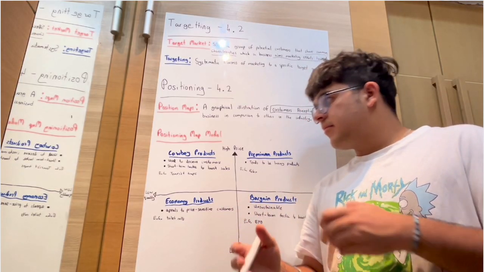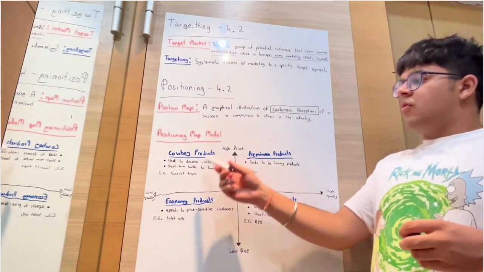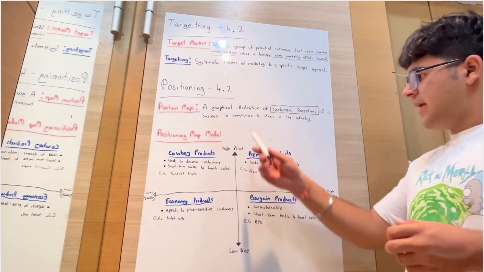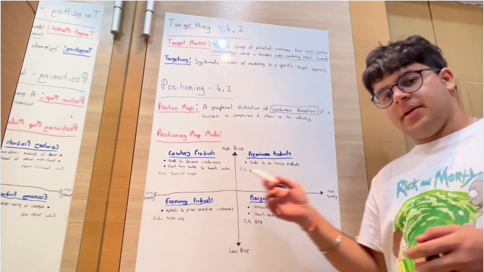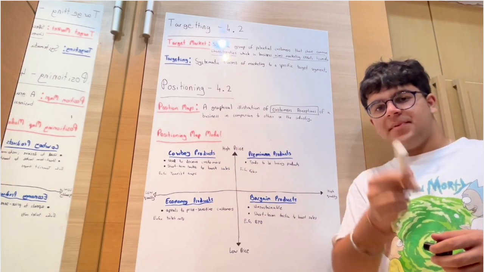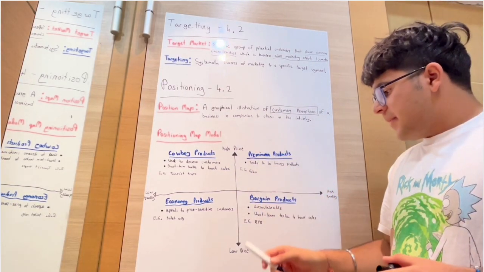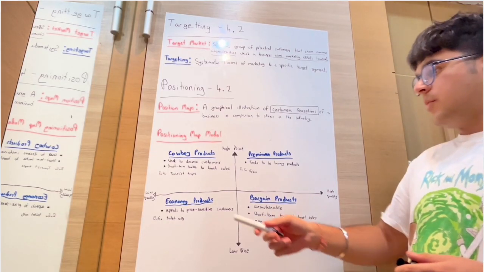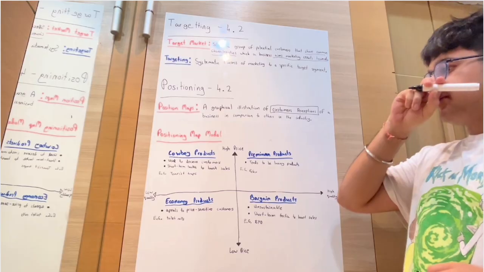So, now let's go straight to the positioning model. We have four sectors, okay? And it's divided by price and quality. That's what a positioning map is based off of. We start with high price up here, and then low price, and then we go from low quality to high quality.